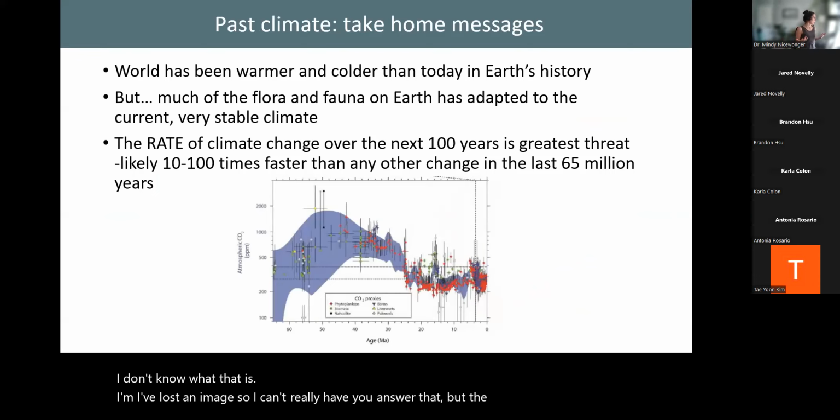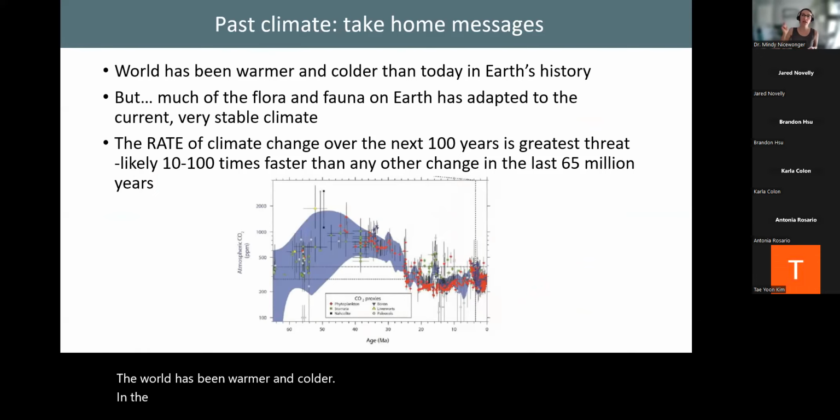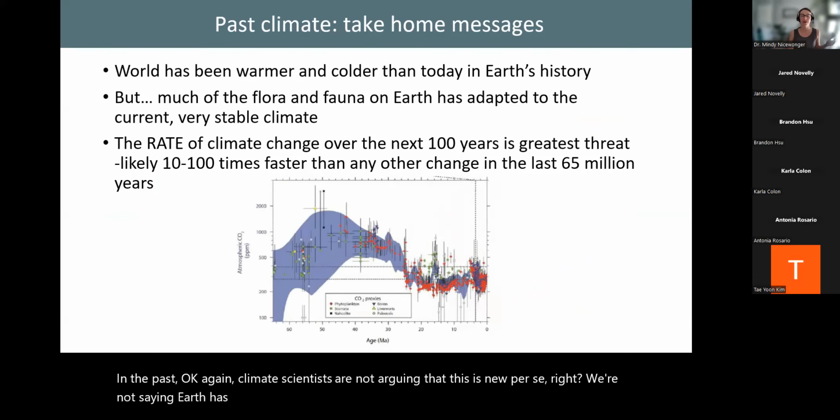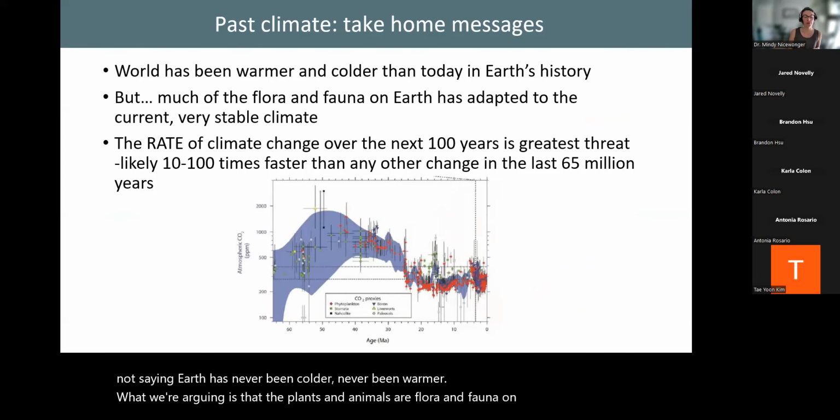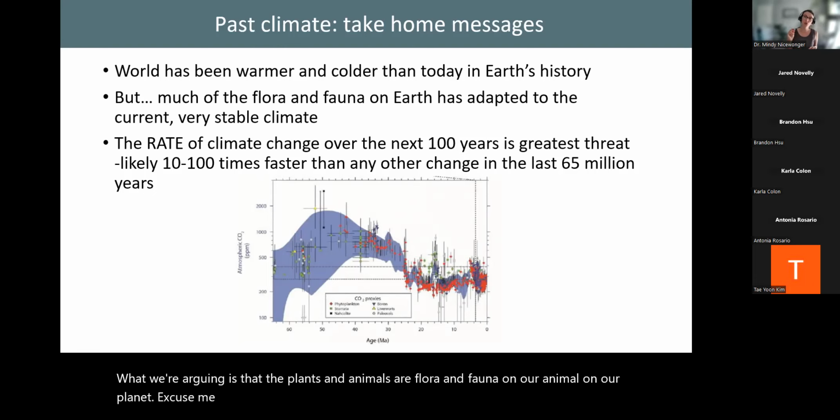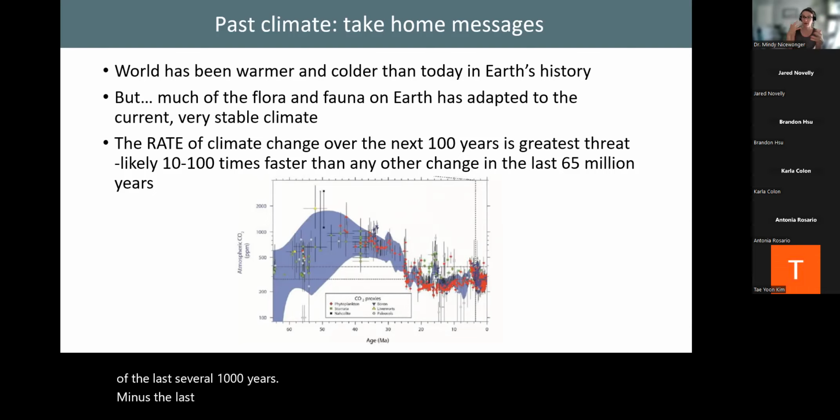But the main takeaway here is that the world has been warmer and colder in the past. Again, climate scientists are not arguing that this is new per se. We're not saying Earth has never been colder or never been warmer. What we're arguing is that the plants and animals, our flora and fauna on our planet, have adapted to our current stable climate. And I should say the current climate of the last several thousand years, minus the last 200, because that's been a rapid change.